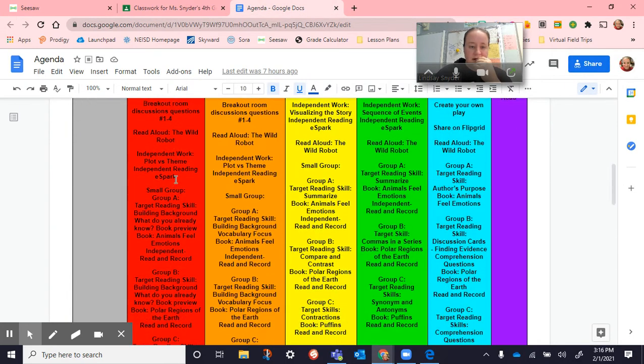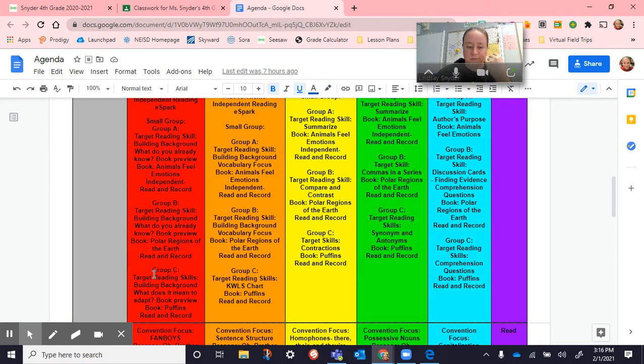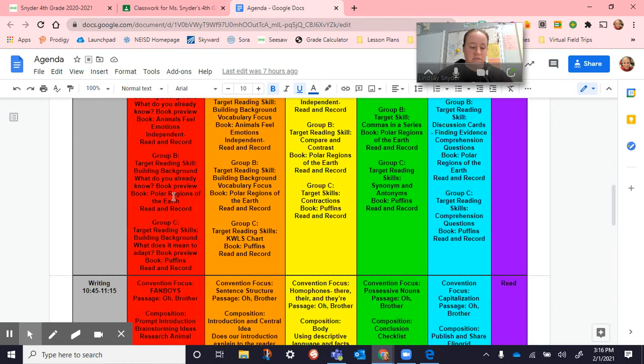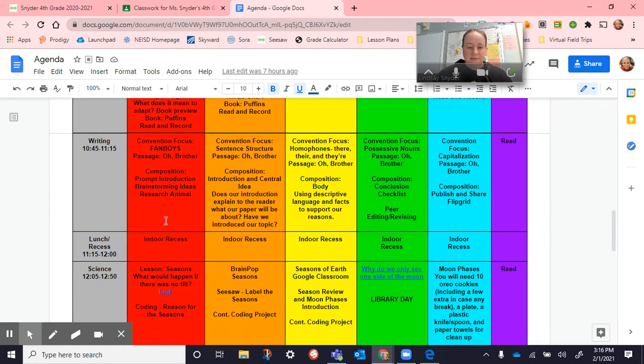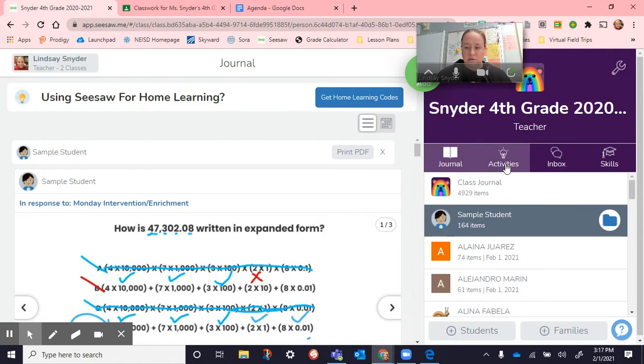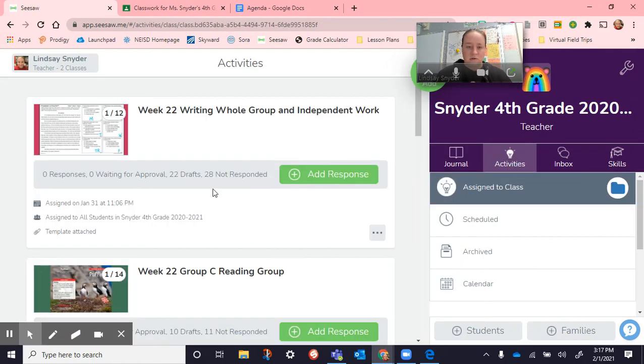And then over here, if you go down, all of the groups have new books. Group A is reading Animals Feel Emotions. Group B is reading The Polar Regions of Earth. Group C is reading Puffin. So we've all got a different animal book. And every single group today just did some book previews and talked about some things that we already know before we get into reading. And then in writing today, we worked on a couple different things, so that's in Seesaw as well. So go to activities, go to week 22 writing whole group.